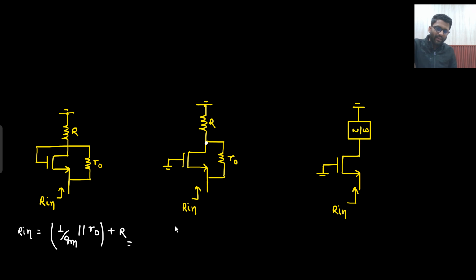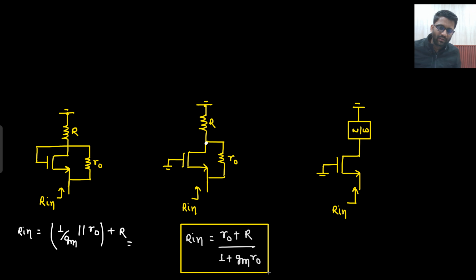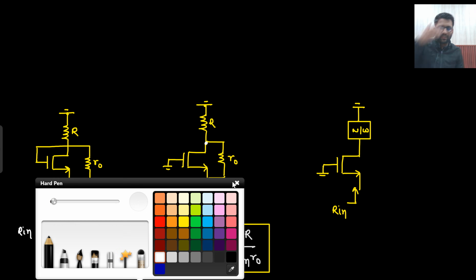So what will be the answer here? Here the gate is grounded, but the drain is not connected to the gate. So your R in will be R naught plus R divided by 1 plus gm R naught. Okay, and what about this one?